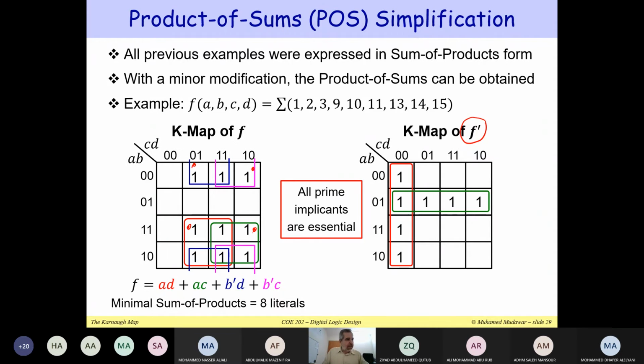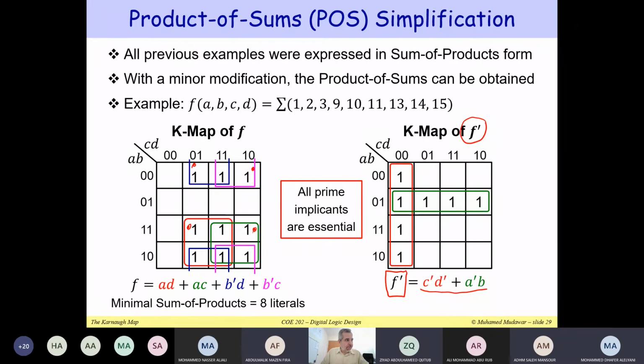So I'm going to write a sum of products expression for F prime. So we get C prime D prime or A prime B. Now, this is not F. This is F prime. And this is not a product of sums. This is a sum of products. So what I need is a product of sums, not for F prime, for F. So what shall I do?